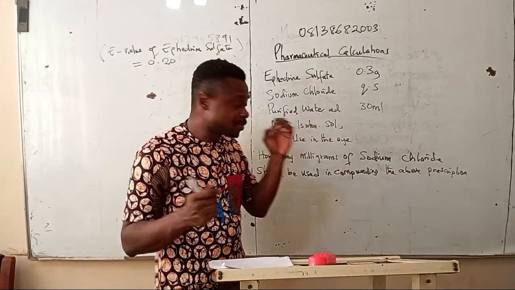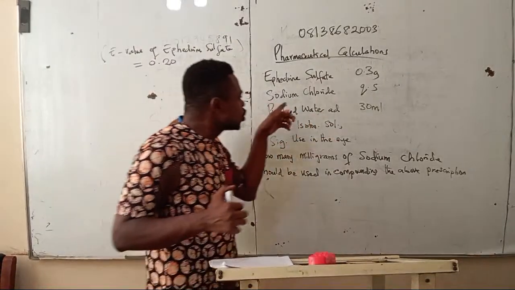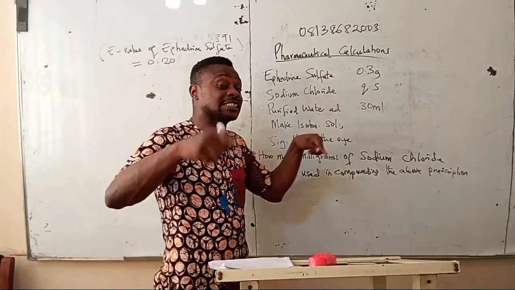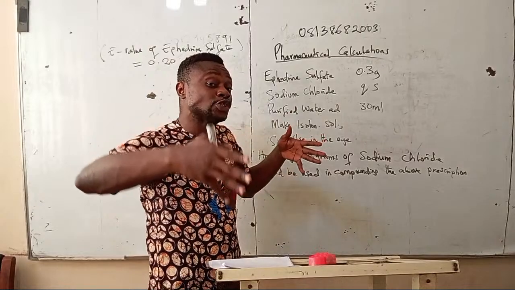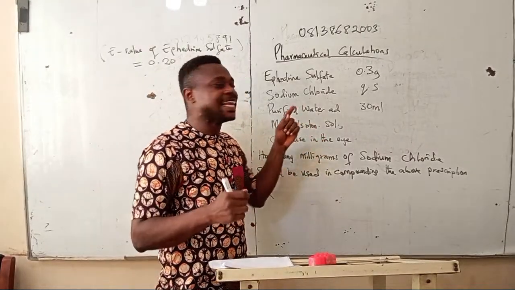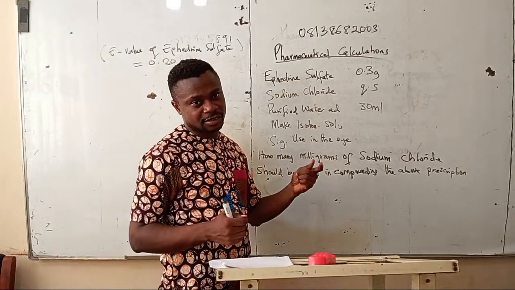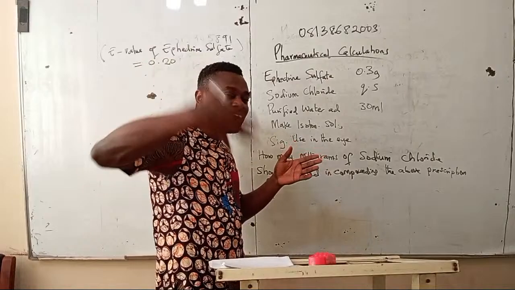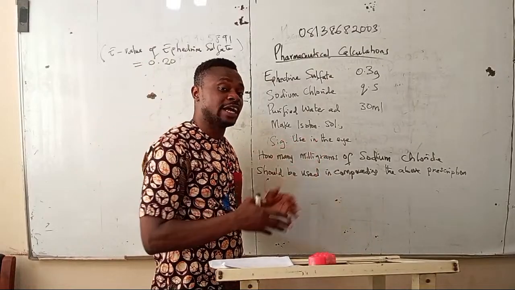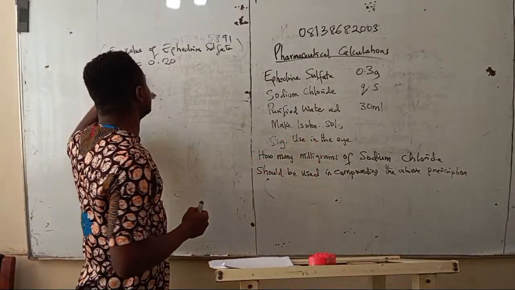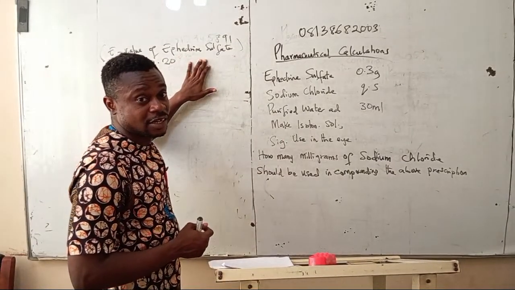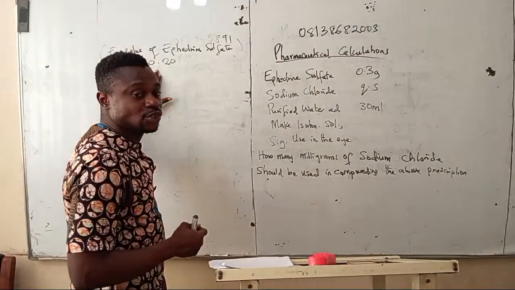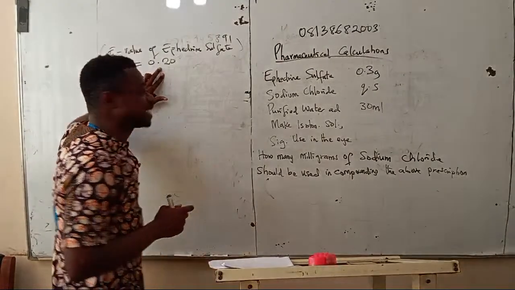Am I communicating? Because 0.9% weight in volume of sodium chloride has this property, they now use sodium chloride as a standard. All the other ingredients will find their equivalent of sodium chloride. That's what gave rise to the E value. So the E value of ephedrine sulfate is 0.20.